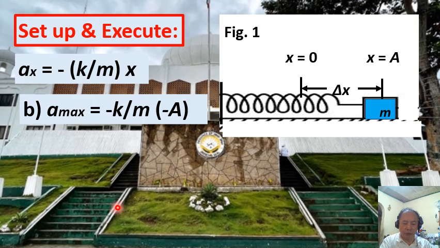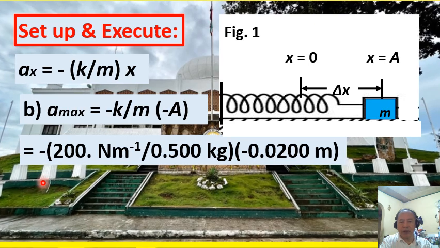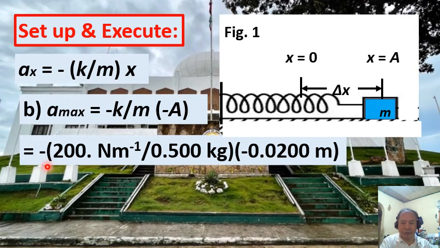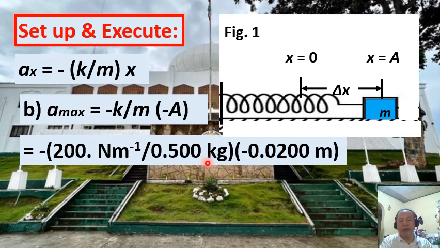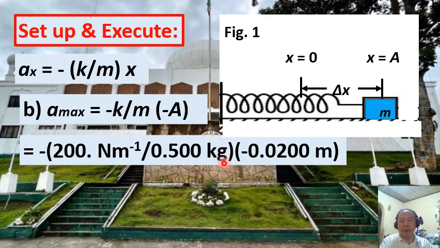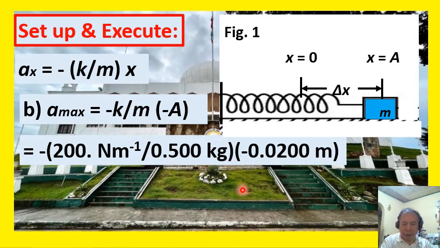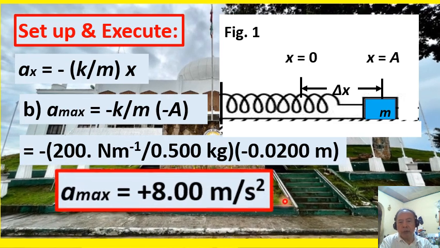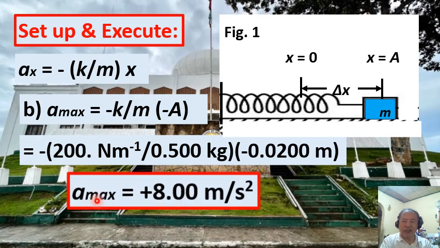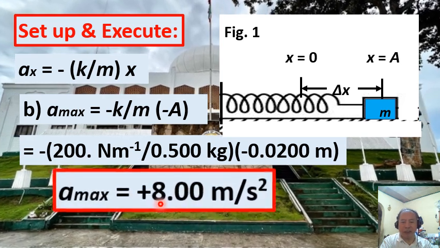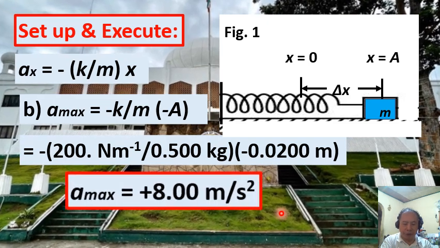So when we substitute, we get maximum acceleration equals negative 200 N/m divided by 0.500 kilogram, and that will be multiplied by negative 0.0200 meters. So when you do the math, we get the maximum acceleration of the block equal to positive 8.00 meters per second squared in three significant figures.